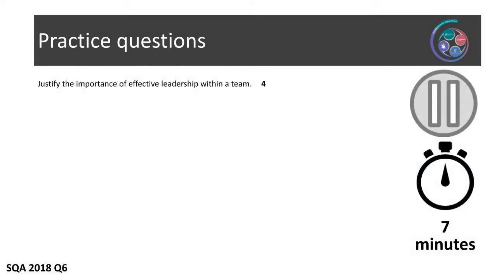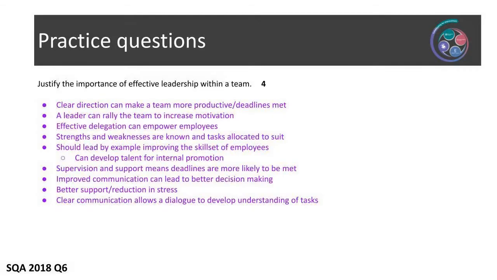Turning to our next question, then, we want to justify the importance of effective leadership with a team. It's a 4-mark question, so 7 or 8 minutes. You're justifying, so you've got to give reasons why it's a good thing to have effective leadership within a team. So what are the positive things there? So focus in upon those. Pause the video now.